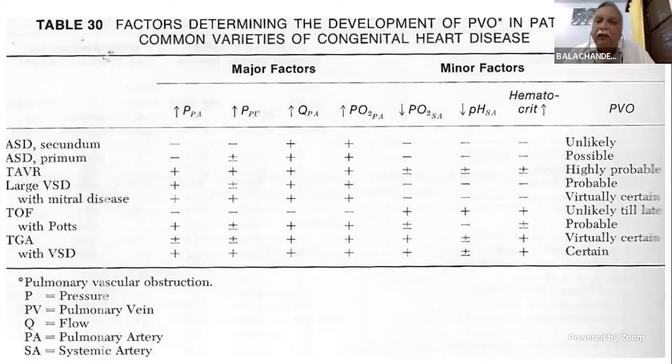In addition to that, there are minor factors like decreased systemic saturation, which actually overlaps with the major factors, and then you have decreased pH and hematocrit. So this operates in all these conditions, secondary ASD, primary ASD to some extent. And out of that, you'll find secondary ASD, apart from an increased pulmonary blood flow, decreased pulmonary oxygen saturation, there's nothing, no other factor is operating. Whereas most of the factors operate in a tetralogy of Fallot who has had to go on a Potts or a surgery, or a TGA with VSD. So these people may develop pulmonary arterial hypertension early.